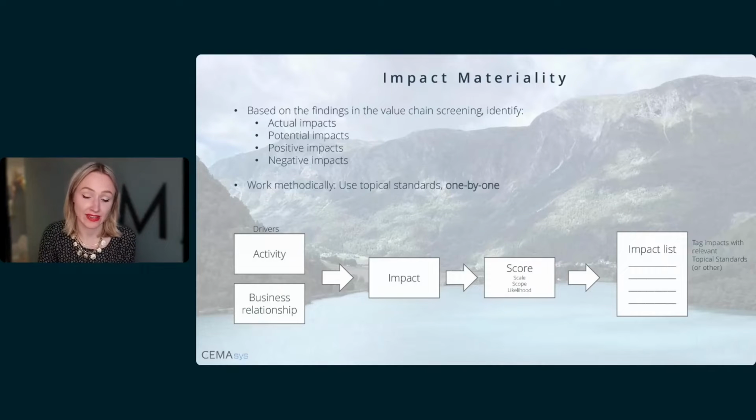After we have identified all of these impacts, we need to score them. Then we use scale, scope, and likelihood. We'll go a little bit more into that. And eventually we will end up with an impact list, and these need to be scored.